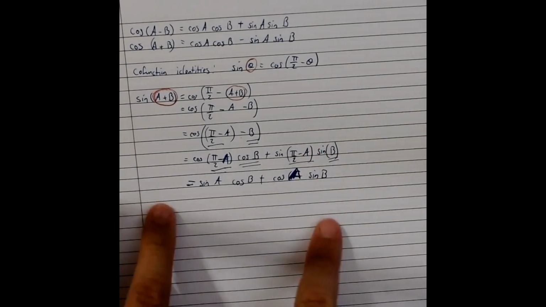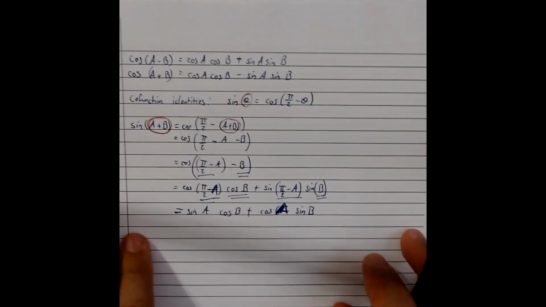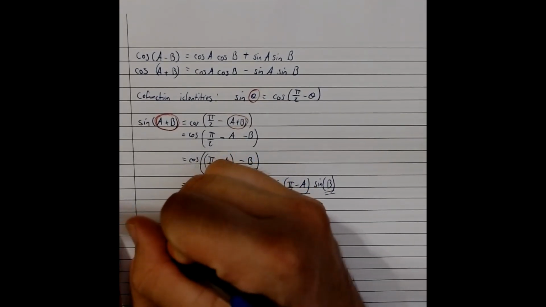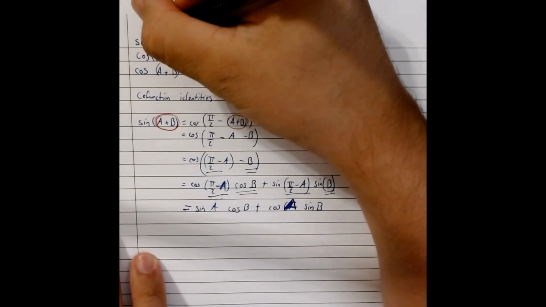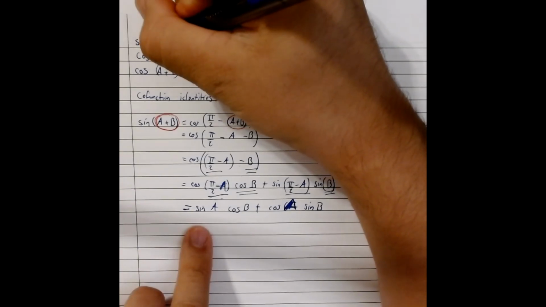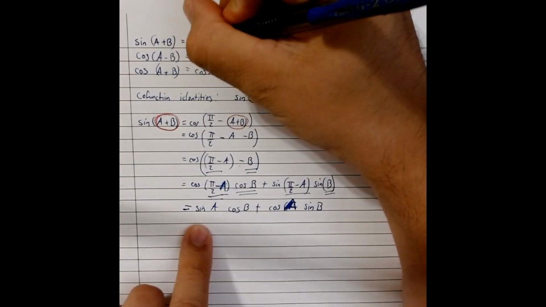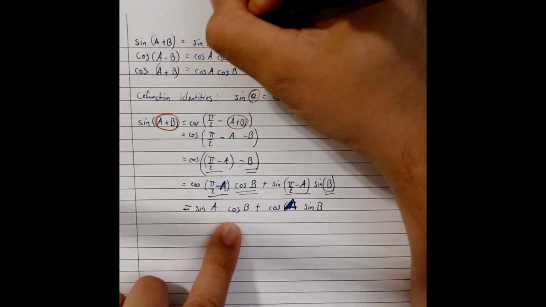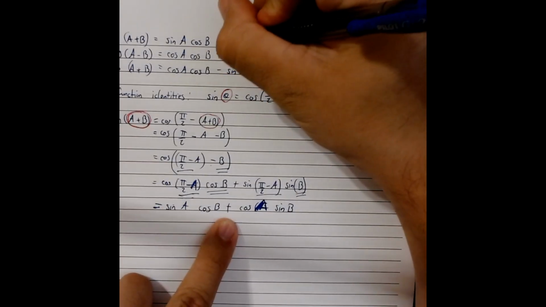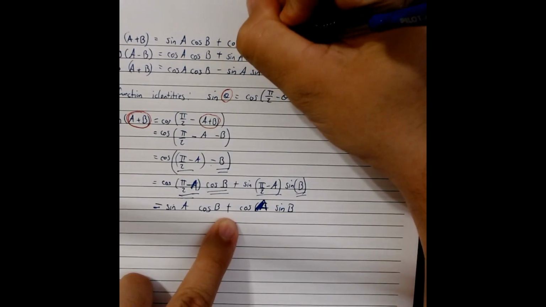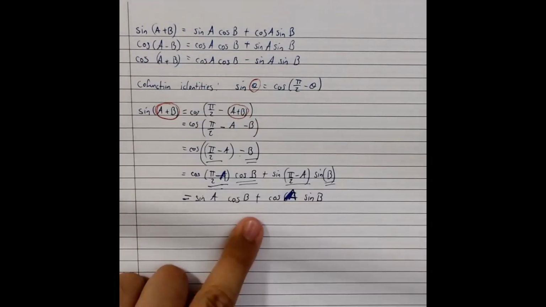And that gives us a sum formula for the sine function. In fact, let's write it up here with this one. We have the sine of A plus B is equal to the sine of A times the cosine of B plus the cosine of A times the sine of B. And there you go. That's the sum formula for the sine function.